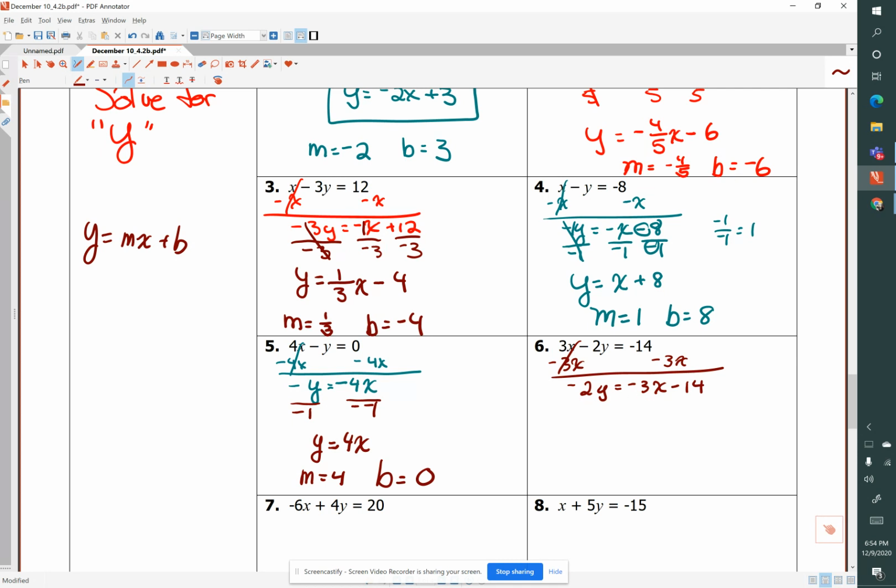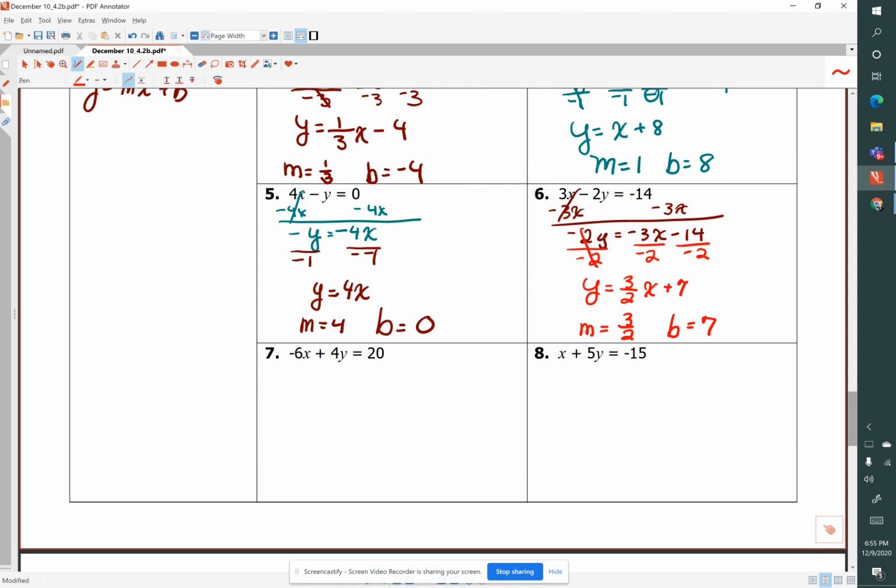Okay, I still have not isolated y, so what I will do is divide every term. All three terms need to be divided by negative 2. Remember, terms are separated by addition and subtraction. So now I have y equals negative divided by negative is a positive. So we have a positive 3 over 2x plus 7, and our m equals 3 over 2, that's our slope, and our y-intercept, the place where this graph crosses the y-axis, our b value is 7.